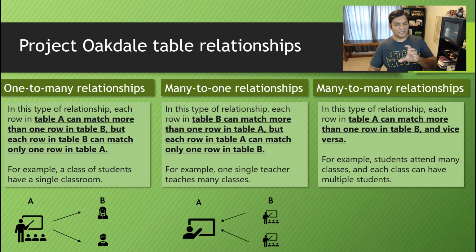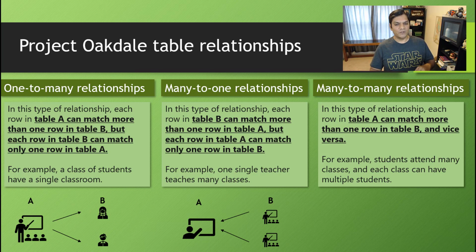So here again is a good analogy: there are a lot of students in table A. There are many students in B, but all of them match to only one school teacher. See, this is making sense now, because the example actually makes more sense than the description over there.